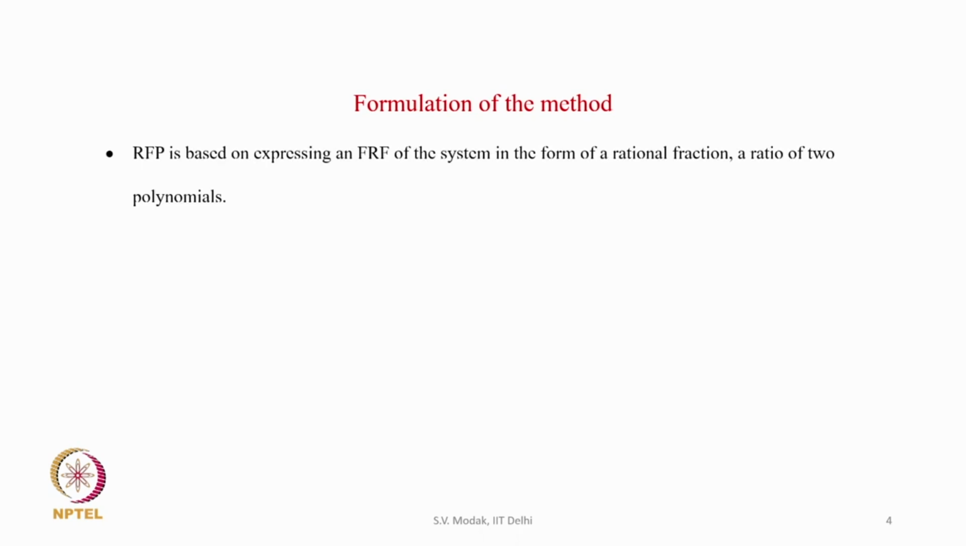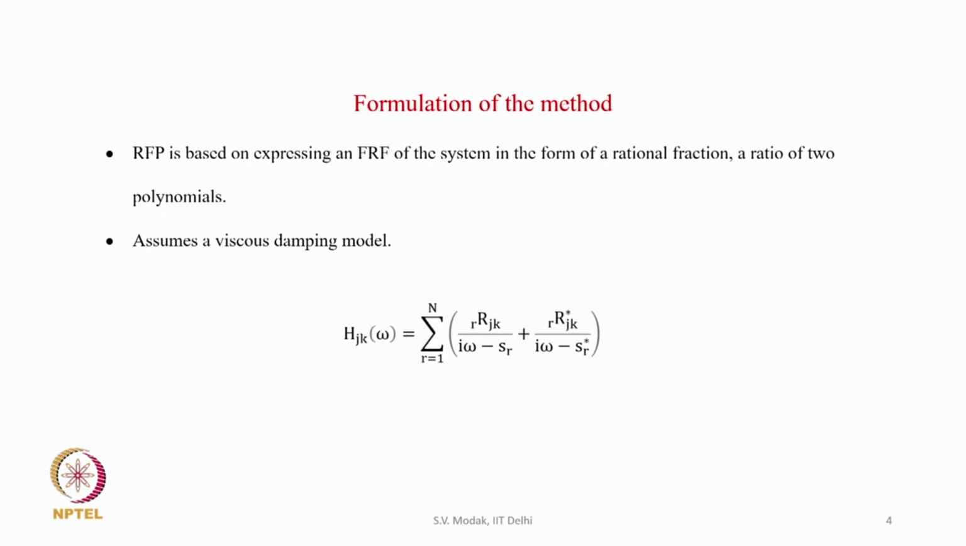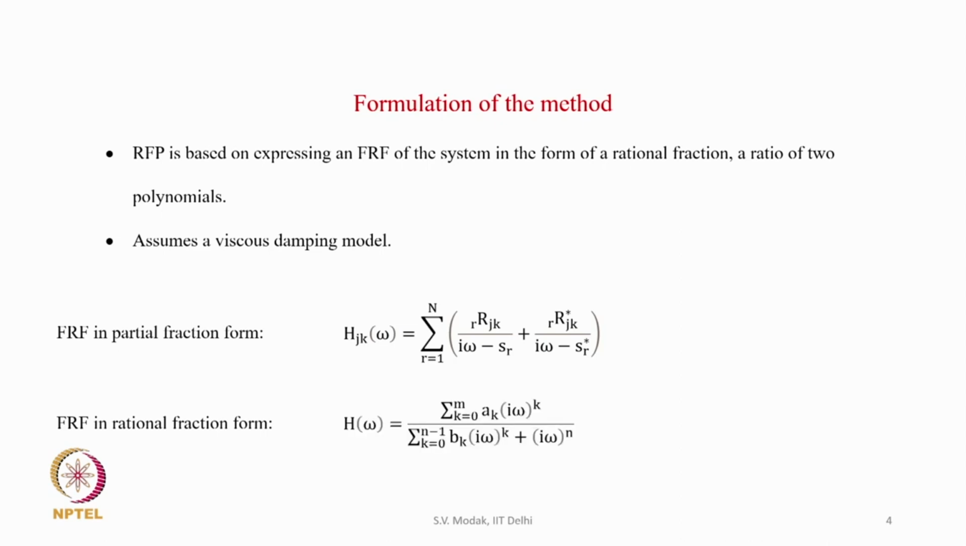Let us now look at the formulation of the method. So, the rational fraction polynomial method is based on expressing an FRF of the system in the form of a rational fraction, which is a ratio of two polynomials, and it assumes a viscous damping model for the system. So, this is the partial fraction form of the FRF, which we have just seen earlier. And then what is the FRF in the rational fraction form? Now, we take the LCM of the right hand side, and if we simplify we will get a polynomial in the numerator and a polynomial in the denominator, and that is nothing but the rational fraction form of the FRF.